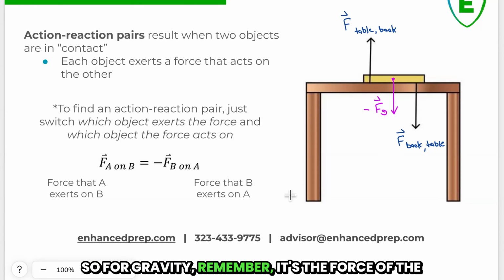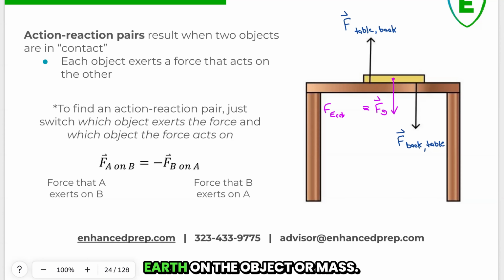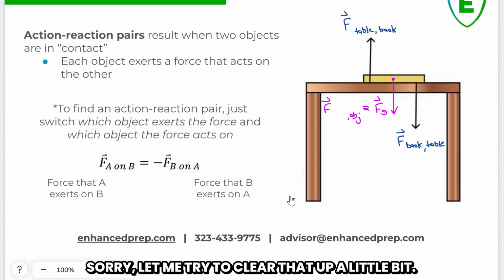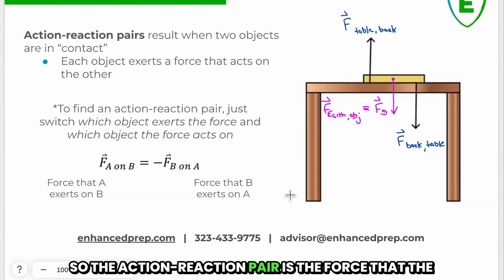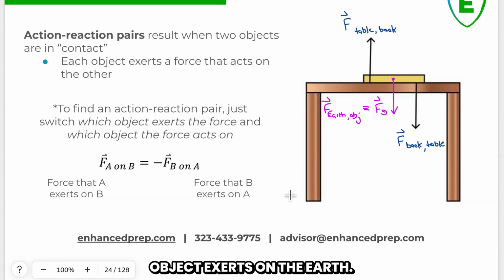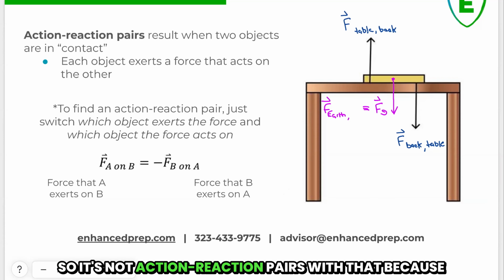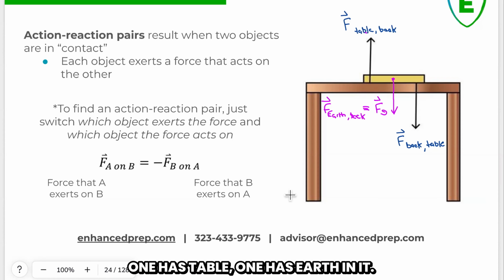So for gravity, remember, it's the force of the Earth on the object or mass. Let me try to clear that up a little bit. So the force of Earth on the object, the action-reaction pair is the force that the object exerts on the Earth. So those would not have the same pair. In this case, I can say book. So it's not an action-reaction pair with that because I can't flip it. One has table, one has Earth in it.